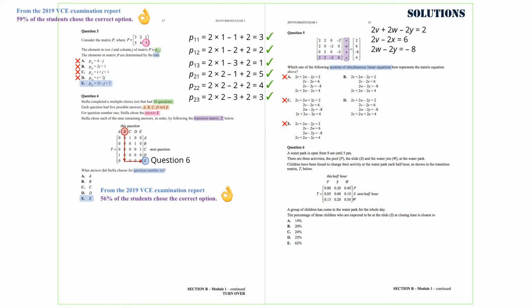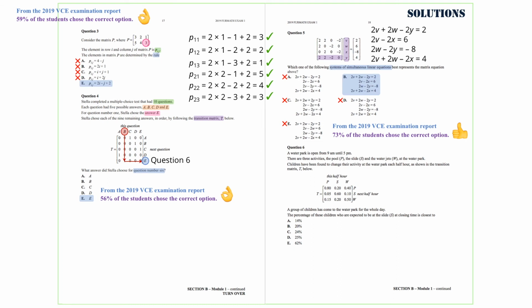Finally, we multiply the last row by the column matrix and we have 2v plus 2w minus 2x equals 4. So we can cross out option D as well. So the answer to this question is option B. From the 2019 VCE examination report, 73% of the students chose the correct option.